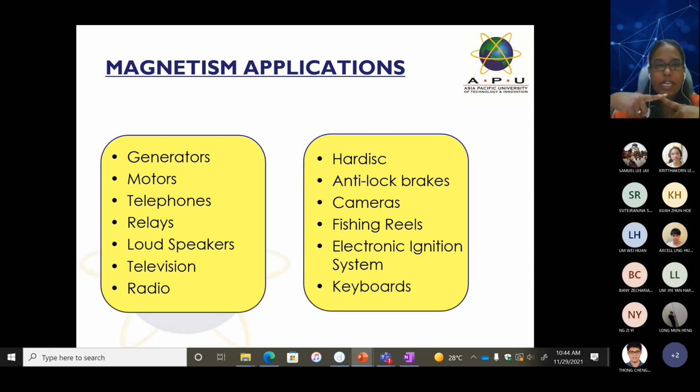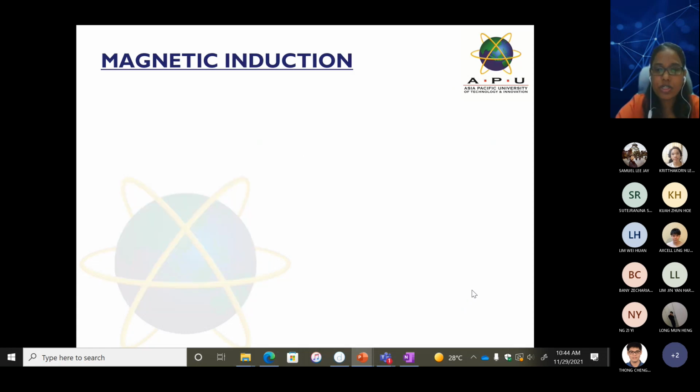After that we have loudspeakers, televisions, radio, hard disks, anti-lock brakes, and so on, until keyboards. Even keyboards we say are applications here. So take note that there is a difference between devices and applications.